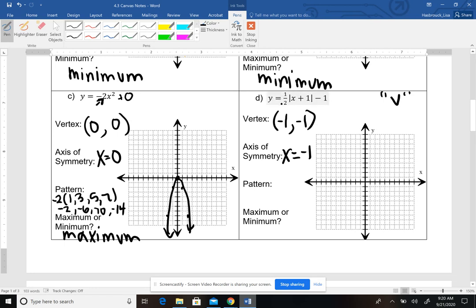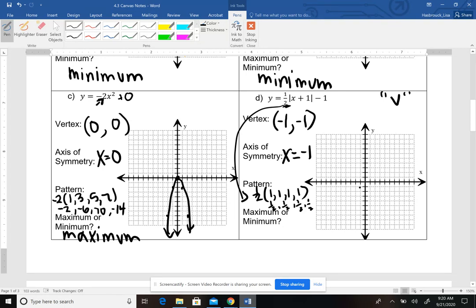This time my pattern is affected by that 1/2. We take the 1/2 times our original pattern. So 1/2 times, normally our pattern for absolute value is 1, 1, 1, 1. So that means our pattern is 1/2, 1/2, 1/2, 1/2. So let's graph this, and then we'll determine the maximum or minimum.